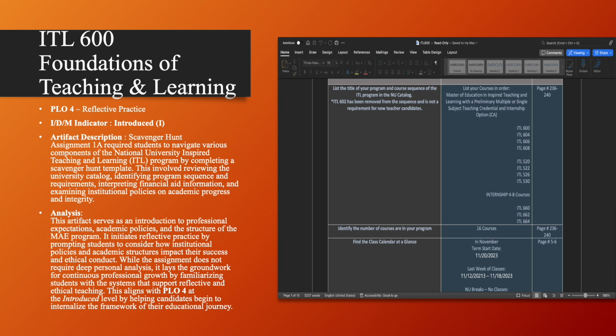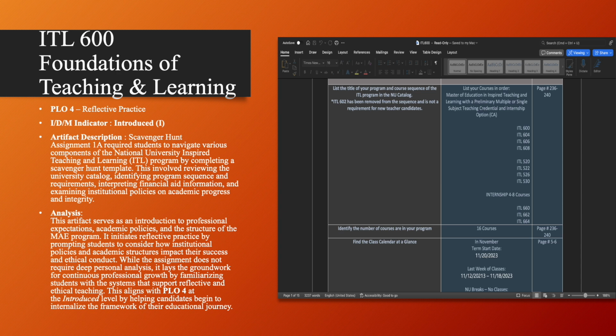And for this artifact, I have associated it with PLO 4, reflective practice, and I have given myself an I for that skill set. My analysis is that this artifact serves as an introduction to professional expectations, academic policies, and structure to the MAE program. It initiates reflective practice by prompting students to consider how institutional policies and academic structures impact their success and ethical conduct.